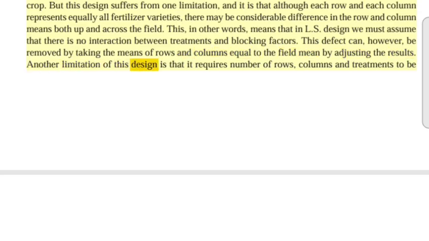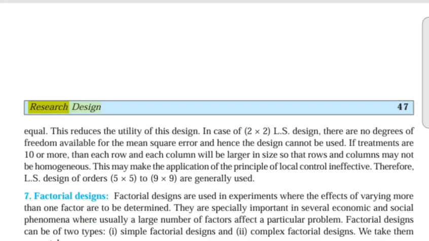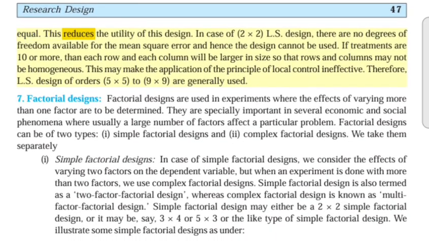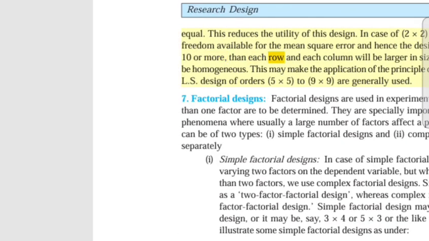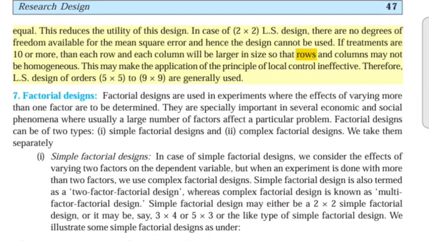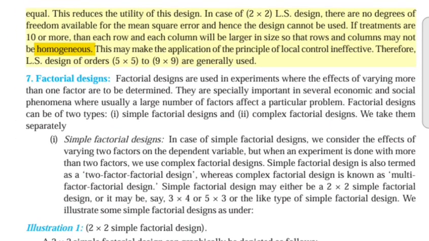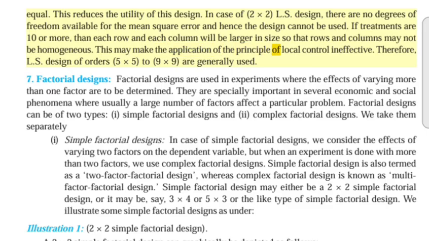Another limitation of this design is that it requires number of rows, columns and treatments to be equal. This reduces the utility of this design. In case of 2x2 LS design, there are no degrees of freedom available for the mean square error, and hence the design cannot be used. If treatments are 10 or more, then each row and each column will be larger in size so that rows and columns may not be homogeneous. This may make the application of the principle of local control ineffective. Therefore, LS design of orders 5x5 to 9x9 are generally used.